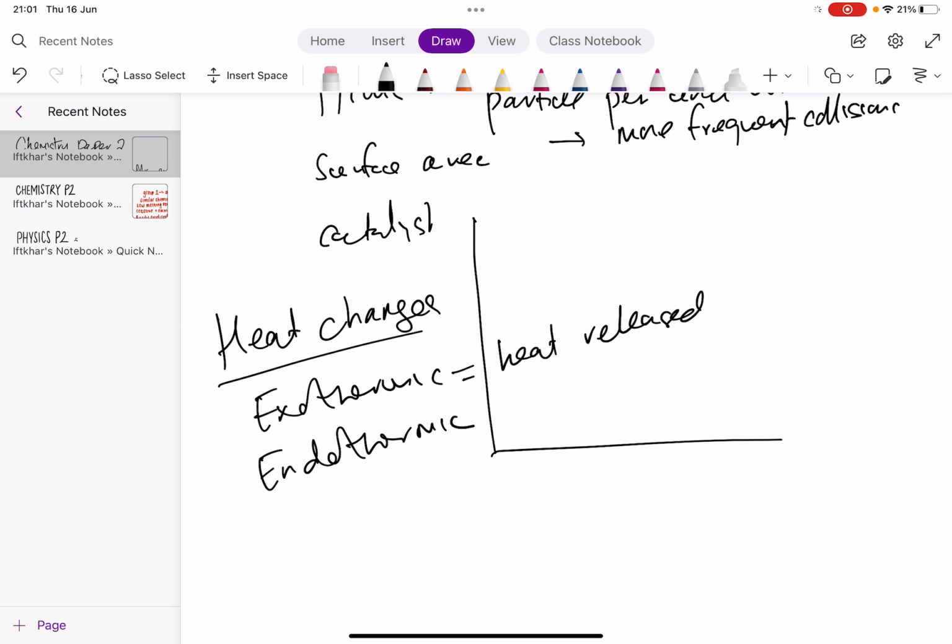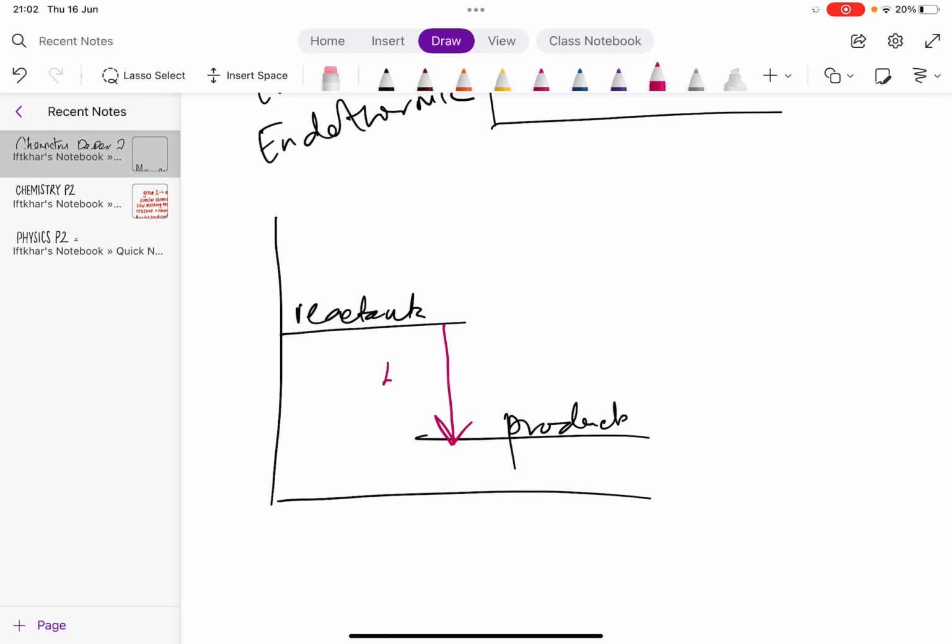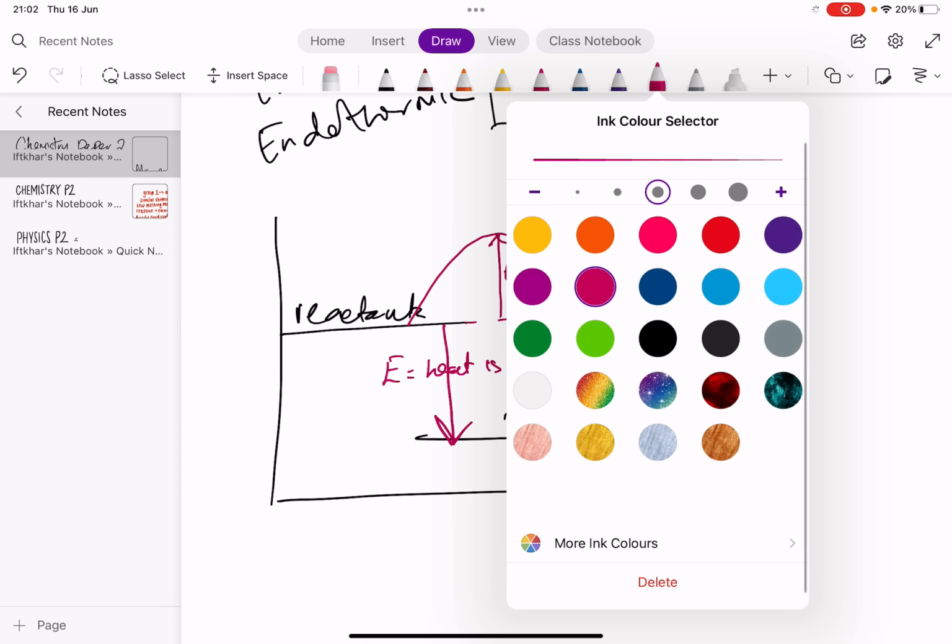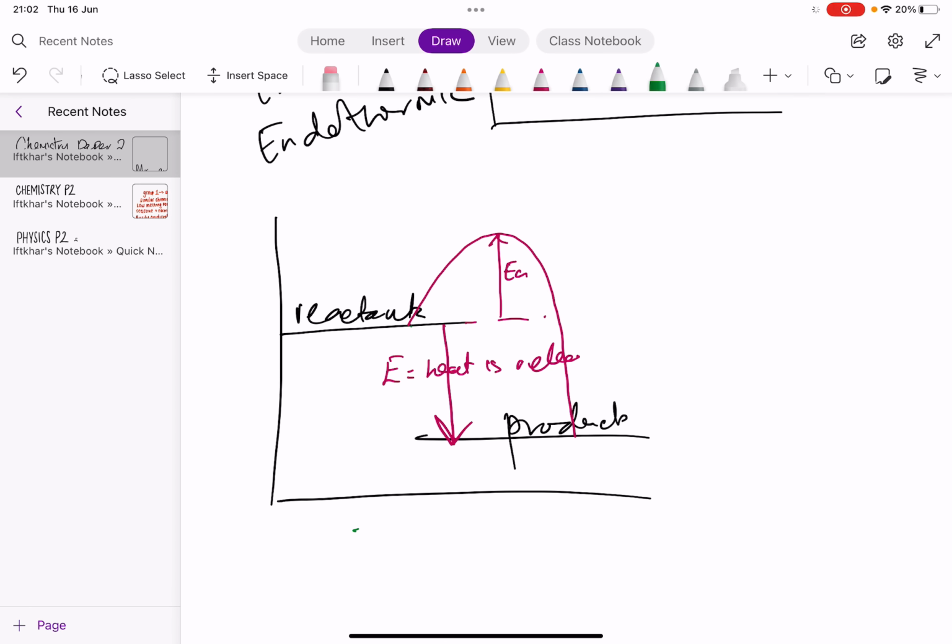So a reaction profile for an exothermic reaction means reactants have more energy than products. So the enthalpy, the change in energy, is exothermic because heat is released. And if we put the reaction profile here, then this is your activation energy. And what a catalyst does is basically provide an alternative pathway with lower activation energy.